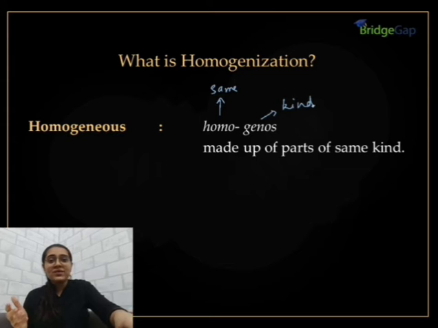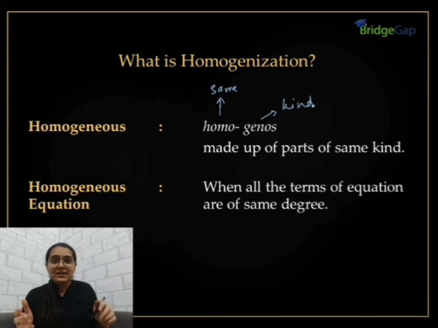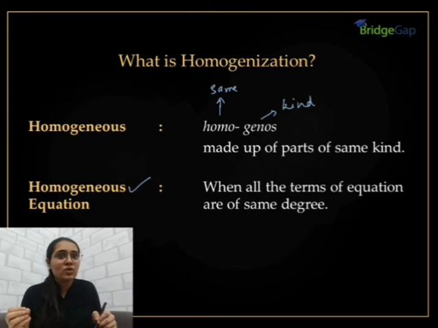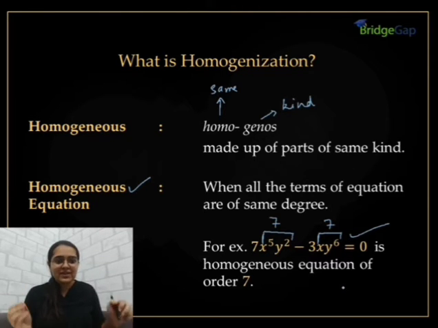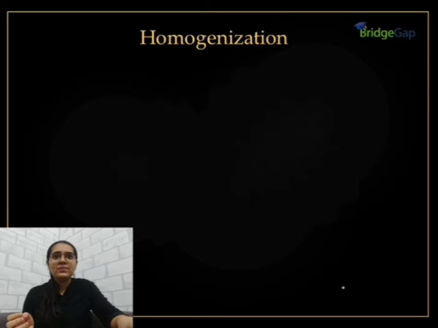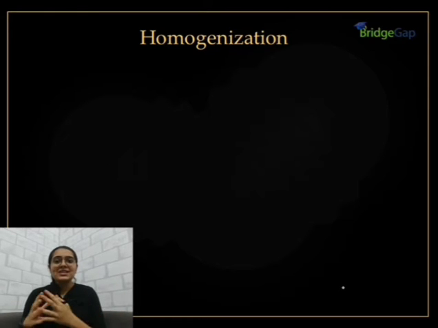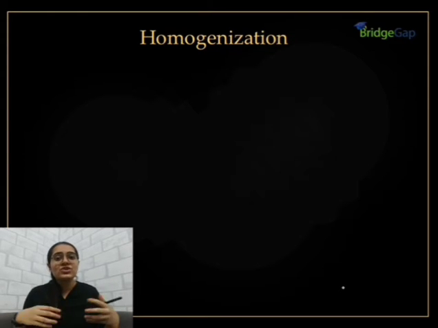Very simple. But when we talk about it in mathematics, we have homogeneous equations, and how to identify a homogeneous equation is the question here. You see, when all the terms of the equation are of the same degree. For example, the degree of this term is 7 because 5 plus 2 is 7, and here 1 plus 6 is 7. So we can simply call it a homogeneous equation of degree 7, right? Now this is a homogeneous equation.